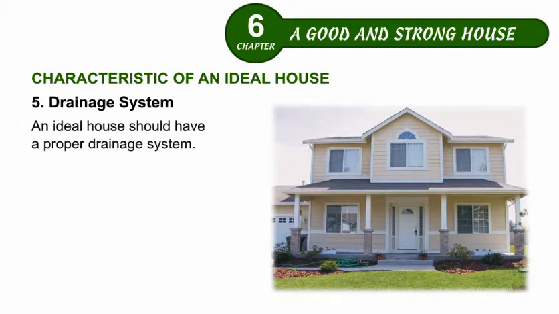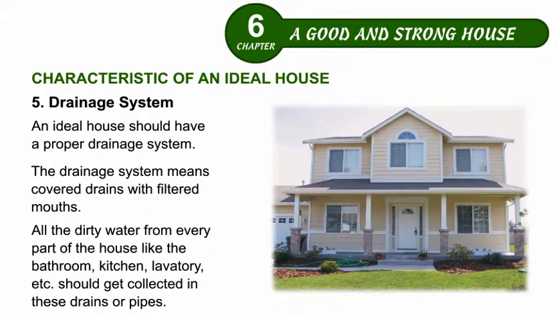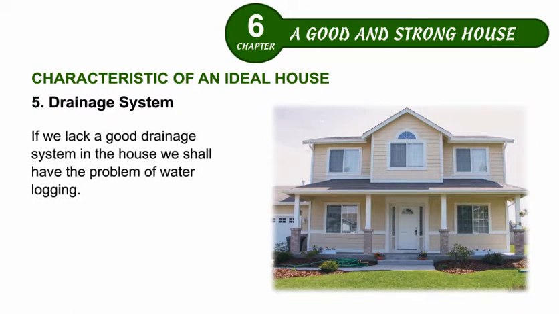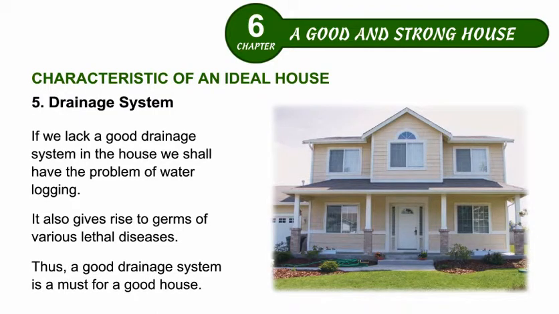5. Drainage system. An ideal house should have a proper drainage system. The drainage system means covered drains with filtered mouths. All the dirty water from every part of the house, like the bathroom, kitchen, lavatory, etc., should get collected in these drains or pipes. If we lack a good drainage system in the house, we shall have the problem of water logging. It also gives rise to germs of various lethal diseases. Thus, a good drainage system is a must for a good house.